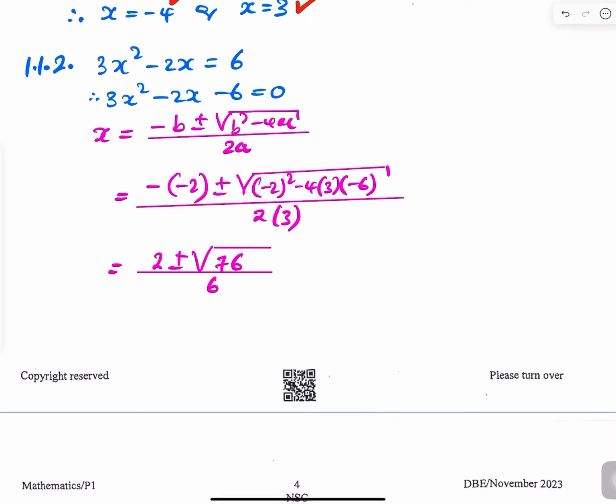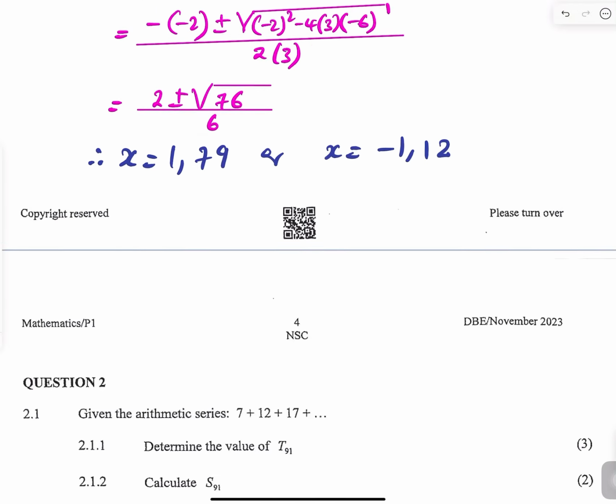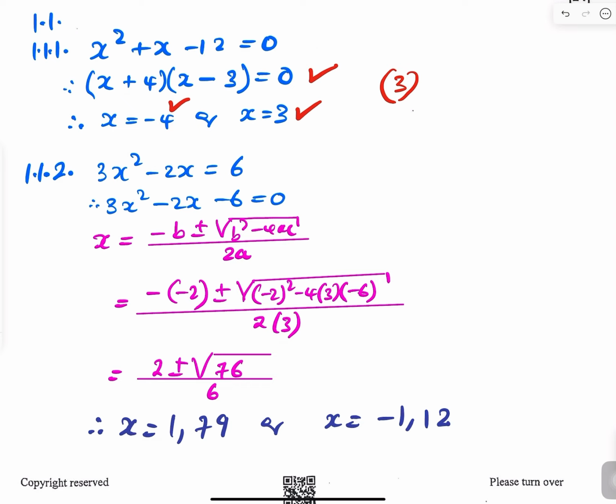So now it means that your answers are going to be x is equals to, correct to 2 decimal places, please. Get that. So it's 1.79, or x is equals to -1.12. So how many marks? This one's 4 marks.